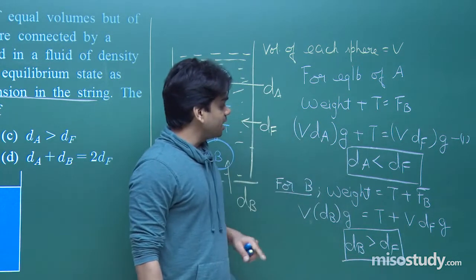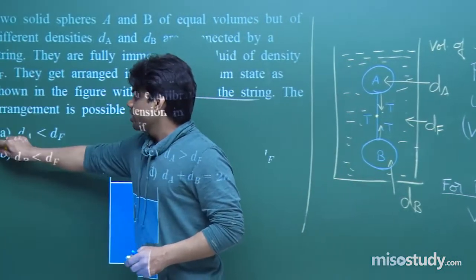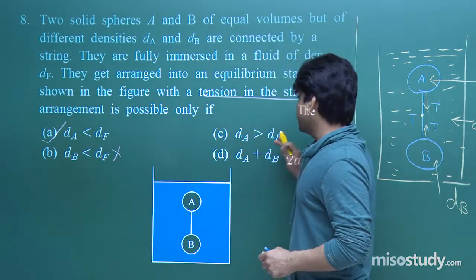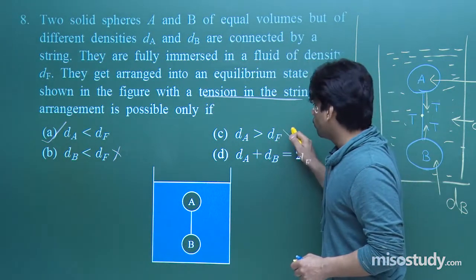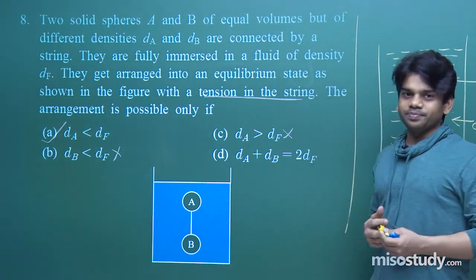So dA is less than dF and dB is greater than dF. Let's see which option we are getting. A, dA is less than dF, that's correct. B, dB is less than dF, no, that's higher. C, dA greater than dF, no. Now for D, dA plus dB equal to twice dF.